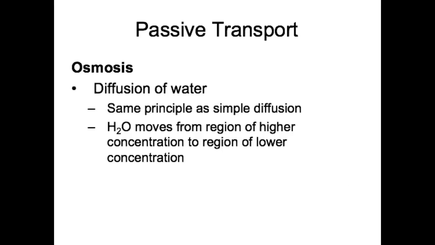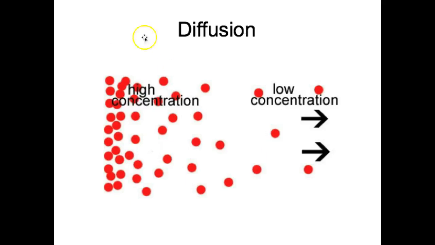Osmosis, as I said, specifically refers to the diffusion of water. It's the same principle as simple diffusion. Water's going to go to a region of higher solute concentration. So while solutes are moving down their concentration gradients, water is going to behave to create the same effect of dilution by moving to an area of higher concentration. So solutes are moving this way. Water in this case is going to move this way.